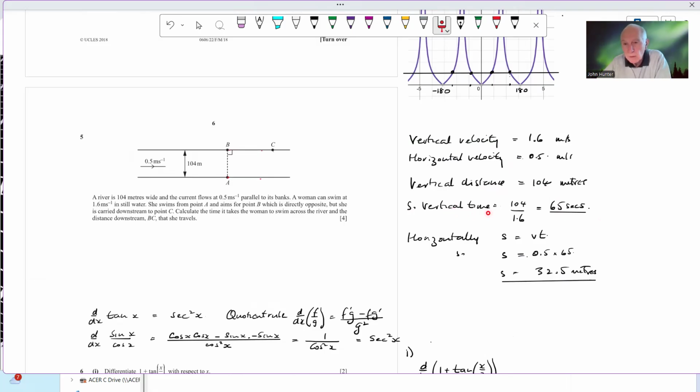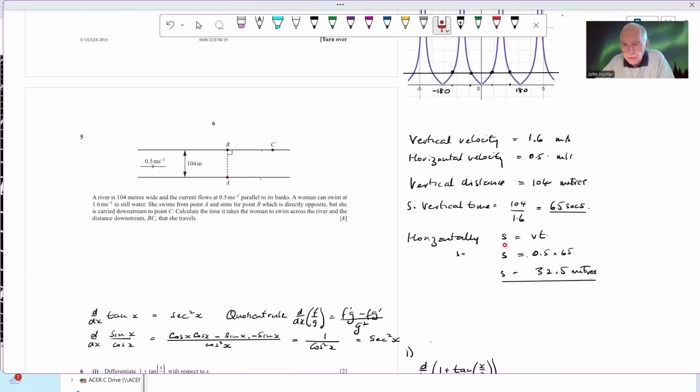So the vertical time we just get from s equals vt, if we can write that. Okay, so we're just calculating for t, and that's going to be equal to the distance divided by the velocity, 65 seconds. So she is swimming for 65 seconds to get from one bank to another. So we've just simplified that as being the vertical part of the problem. Now we're going to think about the horizontal part of the problem.